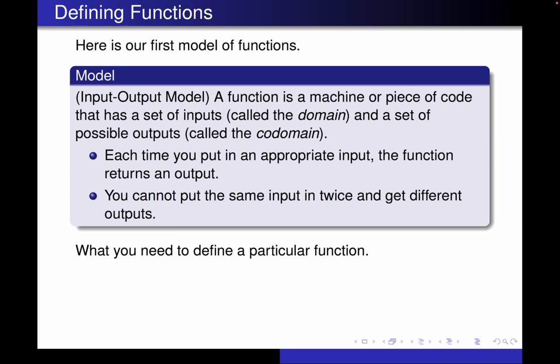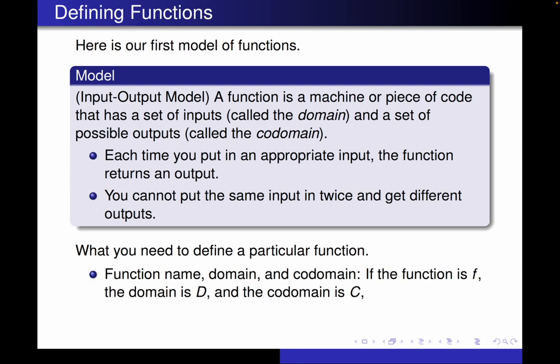So next I want to explain some of the syntax for what you need to define or communicate in order to define a function. You need to tell us what the function is called, give it a name. You need to tell us what the domain is so we know what the appropriate inputs are. And you need to define the codomain so we know what kind of outputs we should expect from our function.